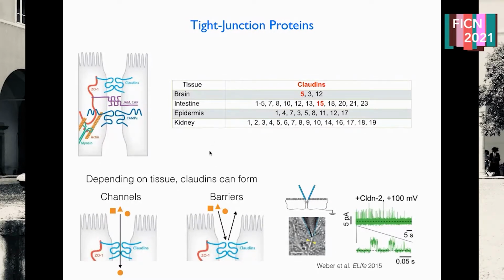So depending on the tissue where they are expressed, claudins can work as channels, as selective channels, in fact, or as barriers. And here on the bottom right, I'm showing work from the group of Turner at the University of Chicago with Chris Weber, where they were able to insert a pipette into a tight junction and measure the channel activity of the Claudin 2 tight junction. This was impressive electrophysiological work.